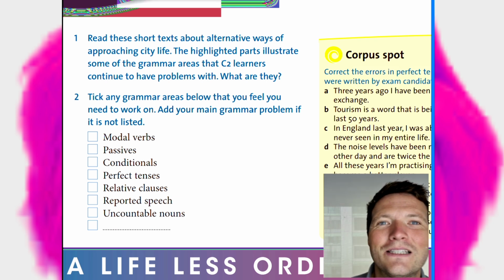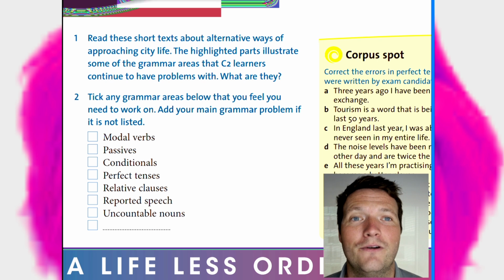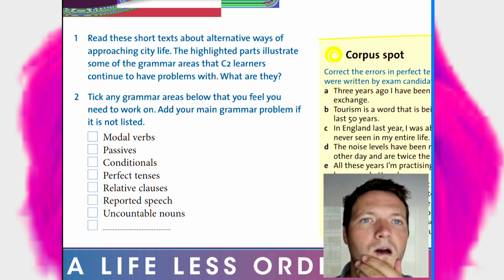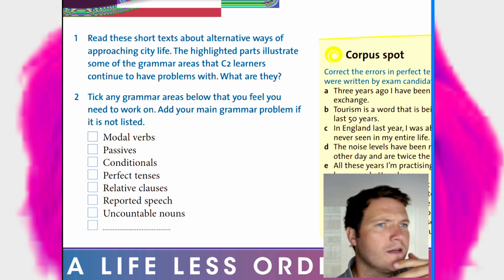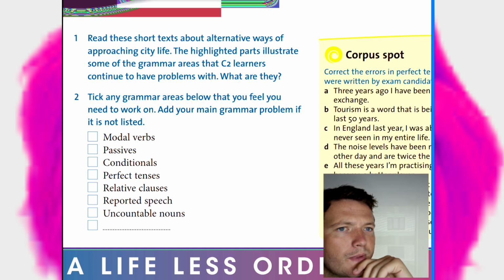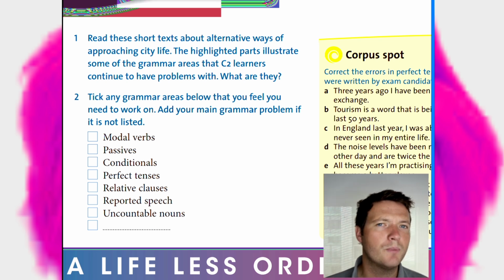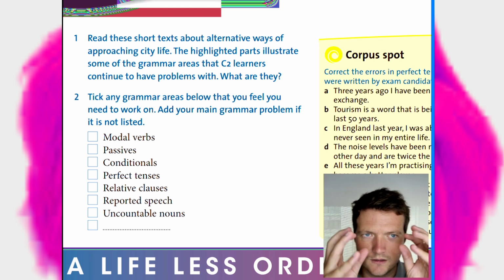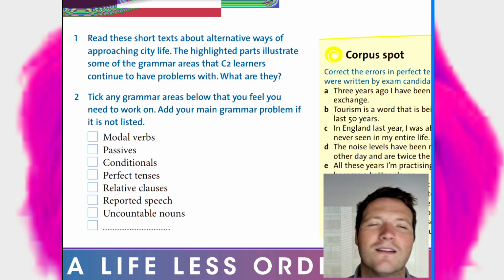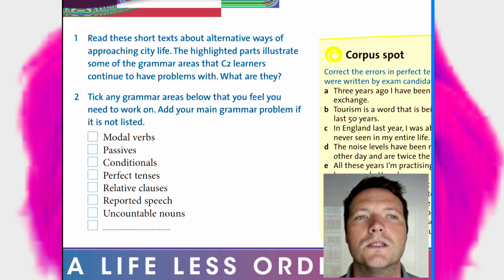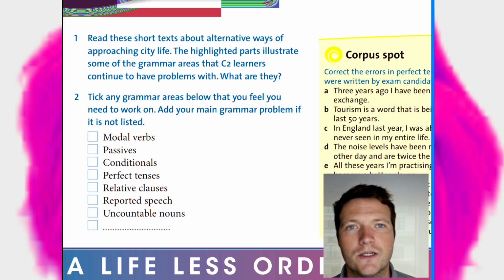And we've got a list here of things that people often have problems with in number 2. It says, tick any grammar areas below that you feel you need to work on and add any grammar areas. And it gives us a list of other areas that people find difficult as well. So modal verbs, I think the only problem there can be sometimes choosing the perfect modal verb for the sentence. You know, I don't think it's a particularly difficult topic, right? Passives, yeah, we've mentioned that.